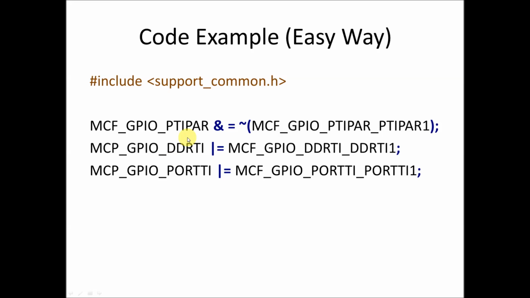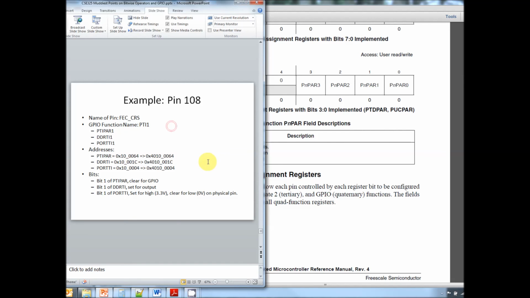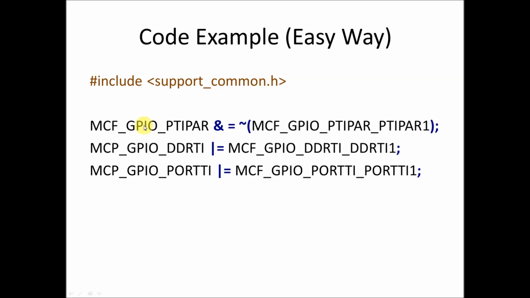Now, I did this to give you an idea of where all this information comes from. You can jump straight from figuring out what the pin name is and what port it belongs to to this part, because once we knew that the pin belonged to PTI par and that it was bit 1 of PTI, or once we knew that it was part of port TI and it was bit 1 of port TI, we could have jumped straight to this, because now we know that those variables exist, and we can just access them straight away.